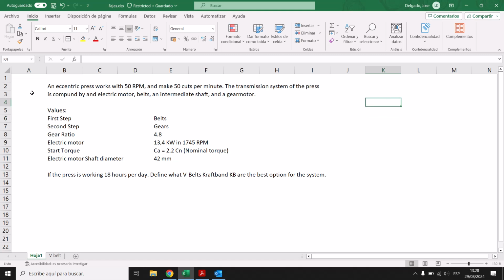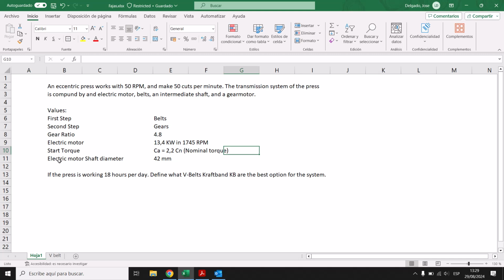Okay, this is the example they give: the center eccentric press works with 50 RPM and makes 50 cuts per minute. The transmission system of the press is composed of an electric motor, belt, intermediate shaft, and a gear motor. Some of the data that we have: the first step is by belt, gears in the second step, the gear ratio is 4.8. For the electric motor we have the power and the RPM, the start torque we have, with the nominal torque of the machine. You can estimate this if you don't have it. I'm going to show you how.